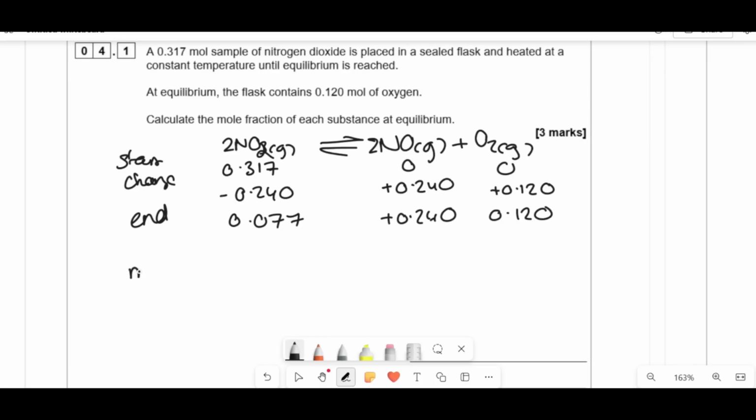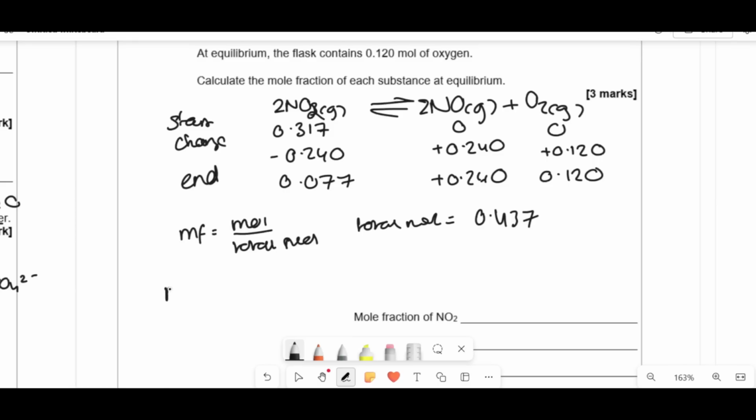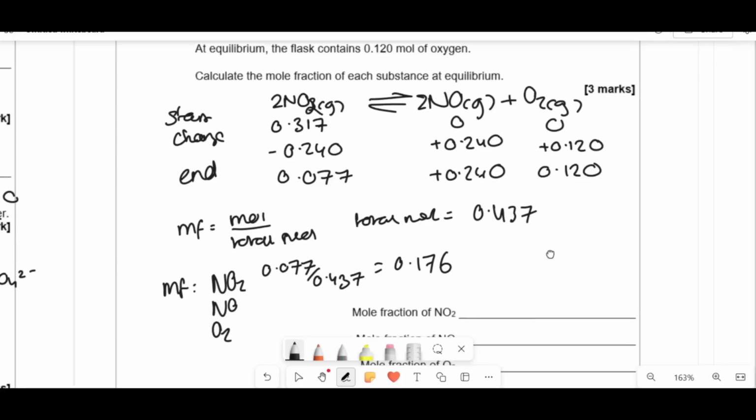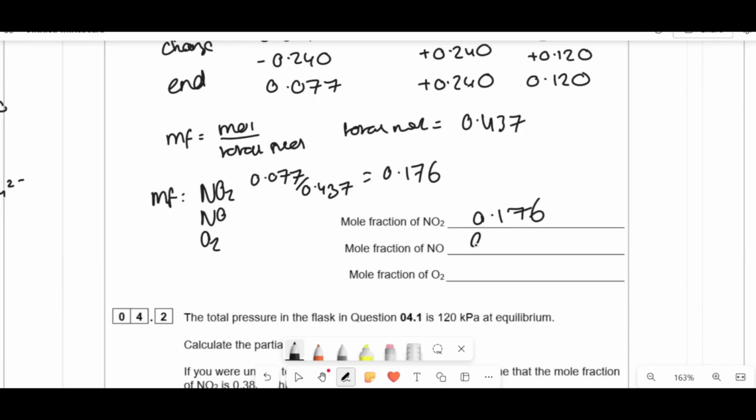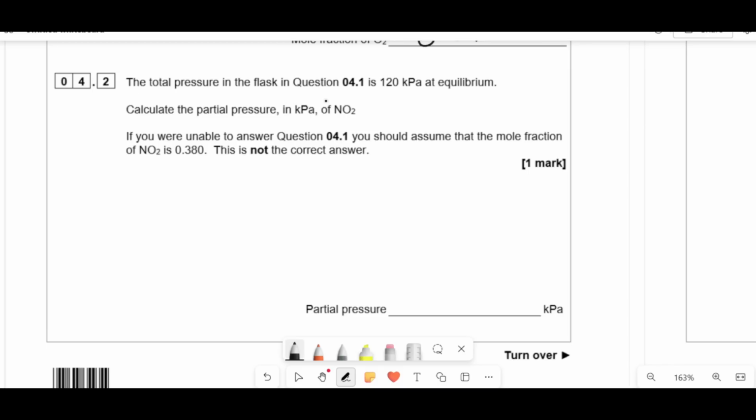So then the mole fraction of something is just the moles of whichever substance it is over our total moles. So our total moles is going to be 0.437. So now the mole fraction of everything, well, we've got NO2, we've got NO, and we've got O2. So for NO2, it's going to be 0.077 divided by 0.437, which is 0.176. And then you just repeat the others. So for the NO, you just do this divided by that, and you end up with all of them. So that's going to be 0.176, 0.549, and 0.275.